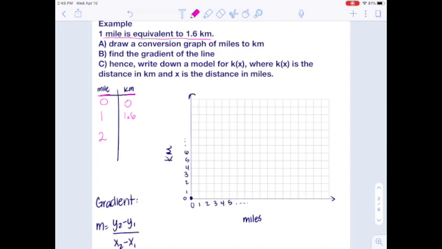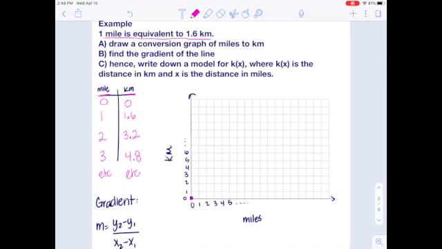And then continue on. If you had 2 miles, you would be doubling it, right? So 1.6 times 2 would be 3.2 kilometers. And you can keep going. You can have 3 miles, and we know that's equivalent to 4.8, etc., right?